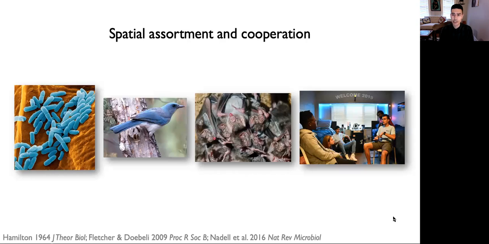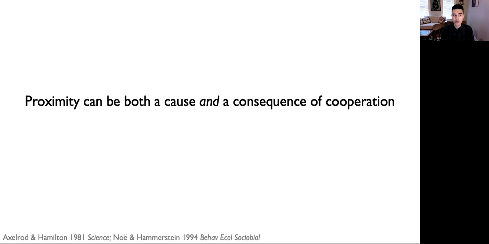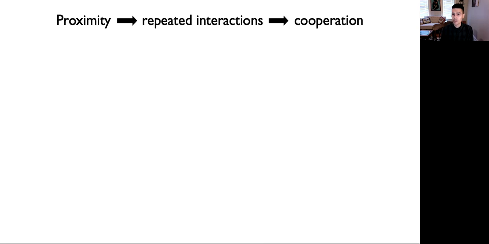So starting off, spatial assortment or spatial proximity is tightly linked with cooperation on both developmental and evolutionary timescales across a wide variety of taxa, including microbes, humans, and many other animals in between. However, it's important to note that proximity can be both a cause and a consequence of cooperation. For example, proximity might lead to repeated interactions, which in turn might lead to frequent cooperation.